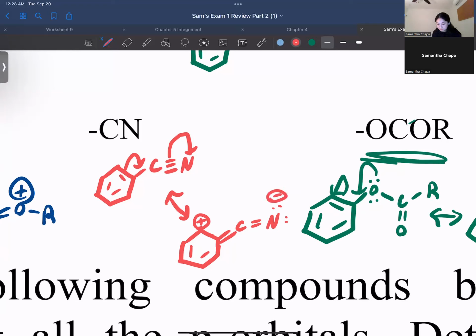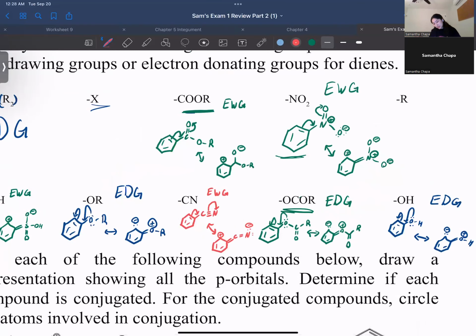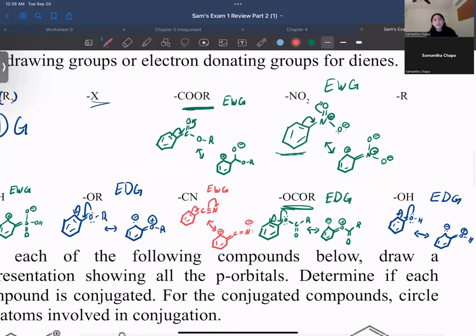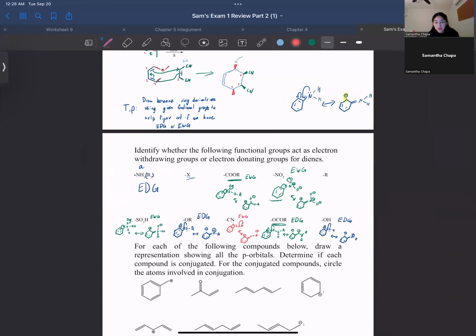There we go. Withdrawing electron density because we have a carbocation on the benzene ring. So electron withdrawing group. And then the 2 exceptions. So notice how everything here I've been drawing resonance forms. So these are electron donating groups or electron withdrawing groups because of the resonance.